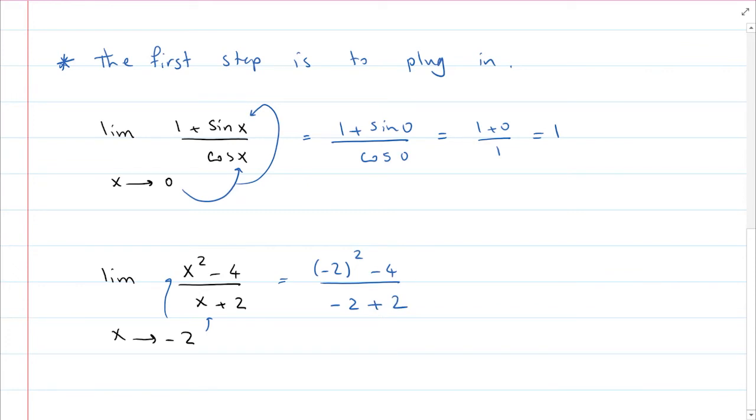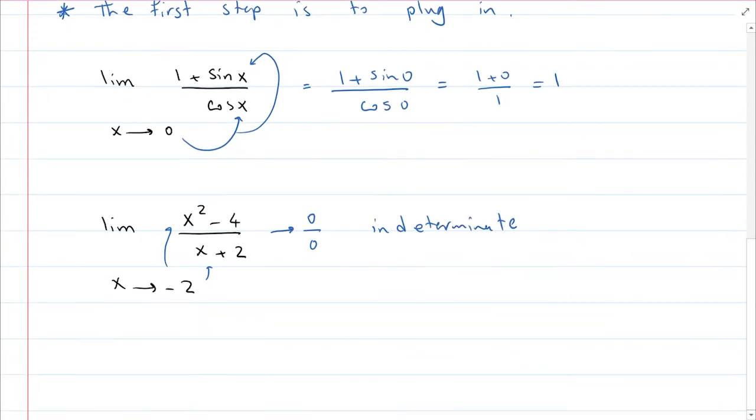Now, that doesn't mean we don't know the limit. That doesn't mean the limit does not exist. That simply means we don't know what the answer is. So I would say the value that I get after substitution is 0 over 0. And we call this limit indeterminate. If a limit is indeterminate, you need to use a variety of techniques to evaluate that limit.